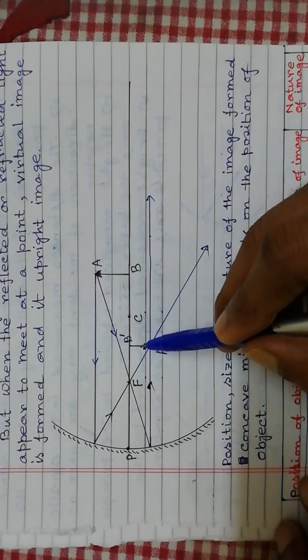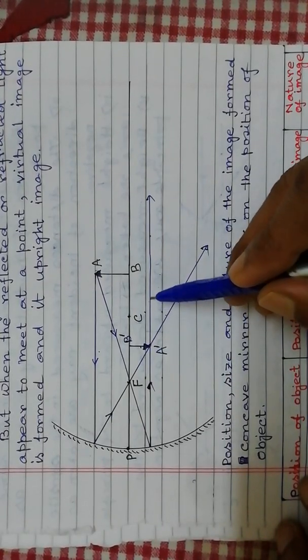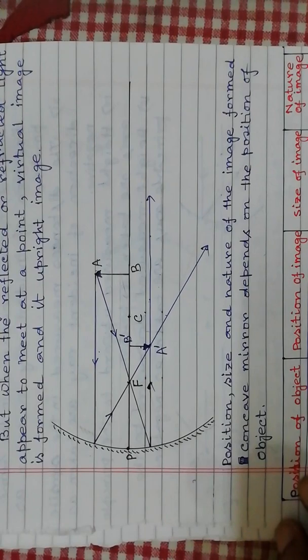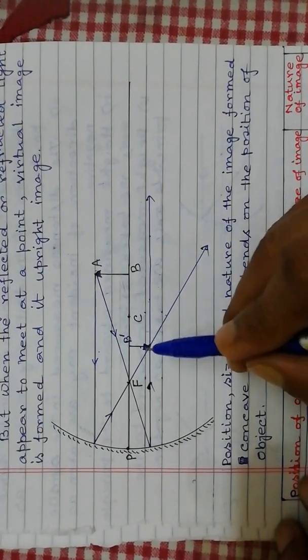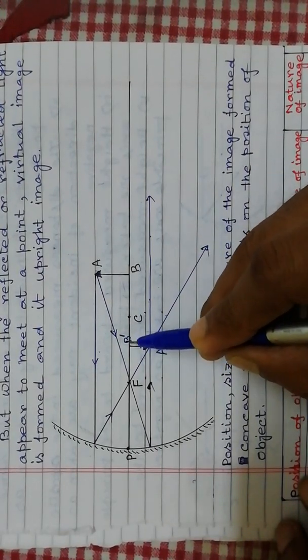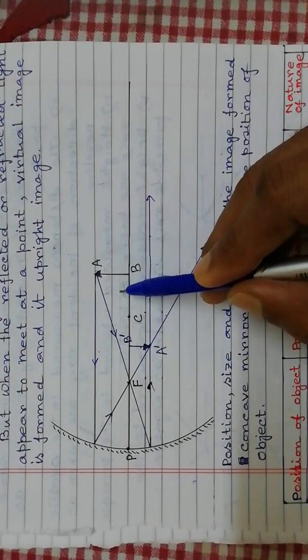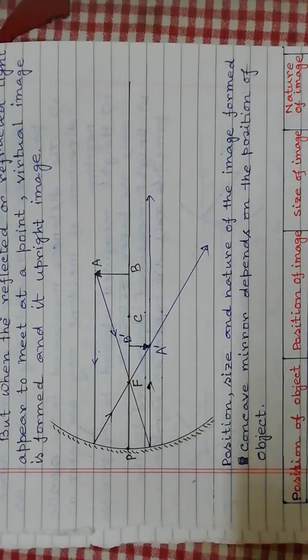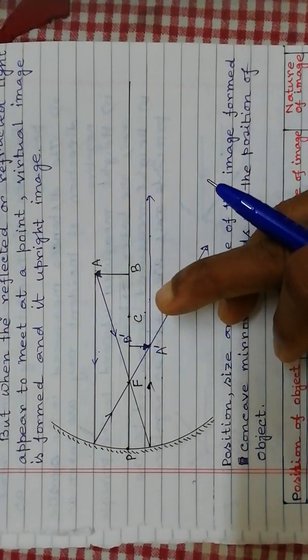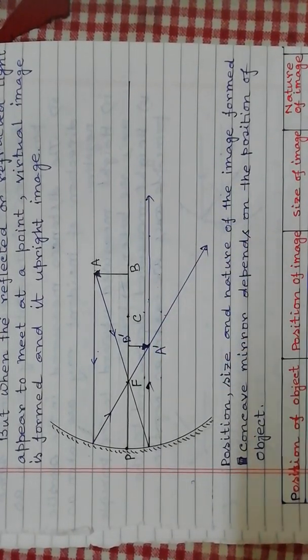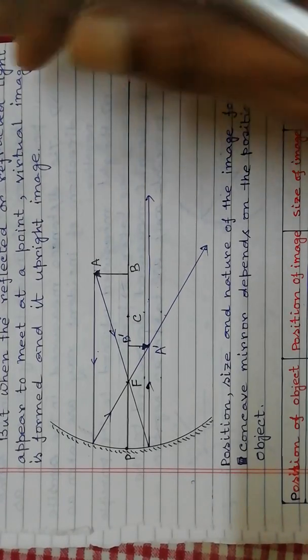Now what type of image is it? The two reflected rays meet at a point to produce the image. So it is a real image, and it is an inverted image. This is the procedure for how you draw the image formed by the concave mirror. If the position of the object changes, then the position of the image also changes, and the characteristics of the image also change.